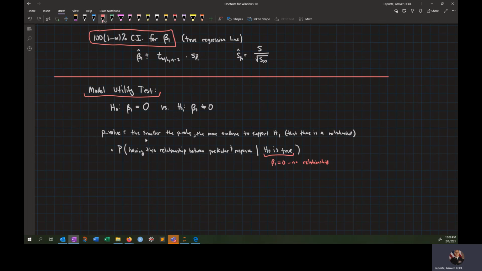And if you remember what a p-value is, the probability of getting this kind of data with this relationship, given that H naught is true, so what you're looking for is a small p-value. A small p-value is more evidence for your alternate hypothesis. It's just giving you more evidence. I wrote it in a probability statement: the probability of having this relationship between the predictor and response, or even more, given that H naught is true, right? So that's the idea. What does that probability look like?